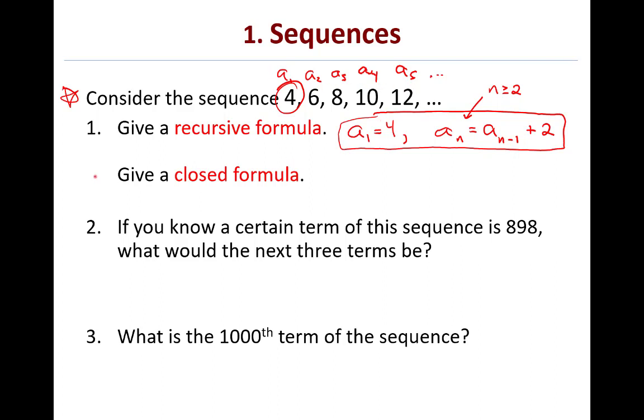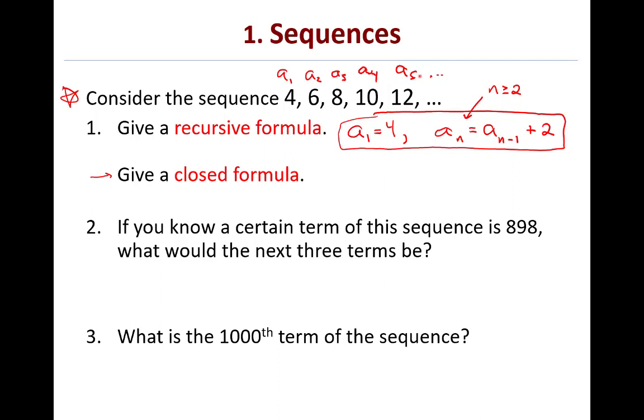Okay, let's move on to a closed formula. So a closed formula says I should be able to figure out the term of the sequence directly. How do I get from 1 to 4? How do I get from 2 to 6, from 3 to 8, from 4 to 10, from 5 to 12? What do I have to do to 5 to make the 12? Is there some kind of pattern that says I do something to the 5 to turn it into a 12, and that pattern works also for the 4? I do the same thing to the 4 to turn it into a 10.